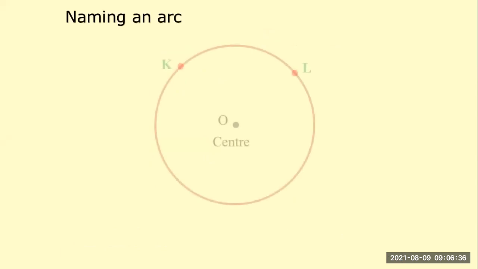Okay. Now, how do we name an arc? How do we name it? Like for an angle, we can use 1 letter, or we can use 3 letters. We can use numbers, we can use variables, right? So how can we name an arc here?